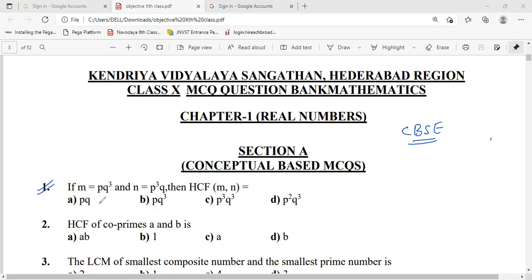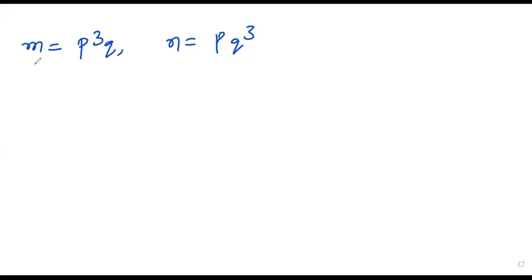First question: if m is equal to p q cube and n is equal to p cube q, then they are asking the HCF of m comma n. We have to find the HCF. So what is HCF? First of all, we have to know the definition of HCF. HCF means highest common factor.